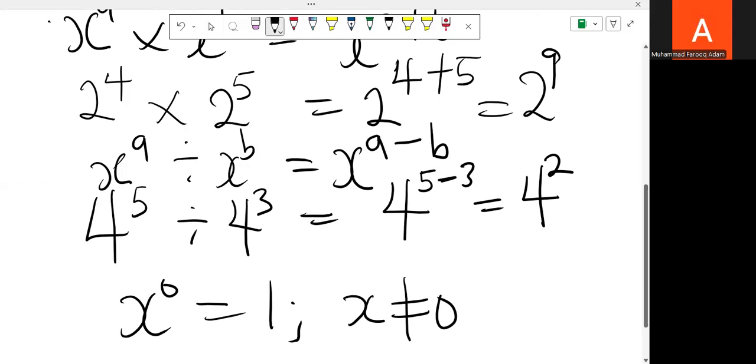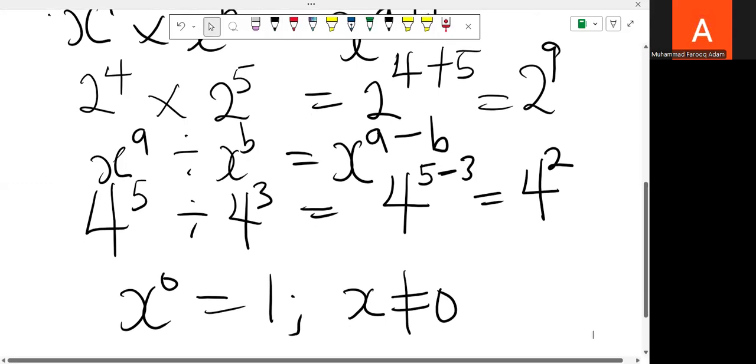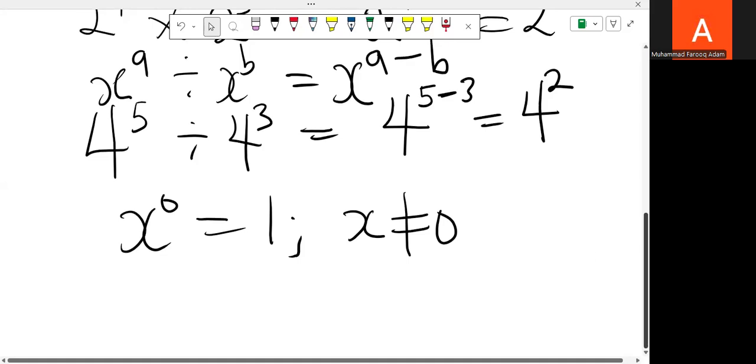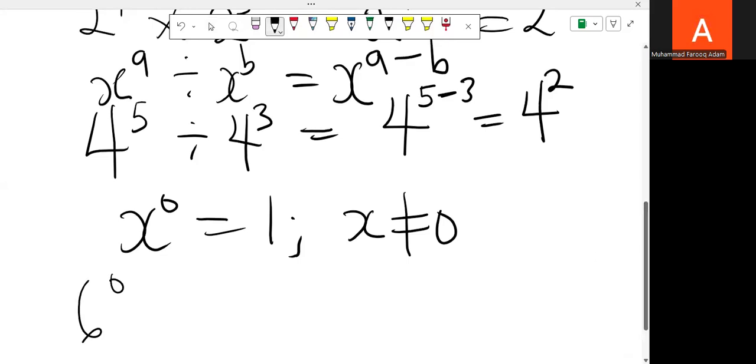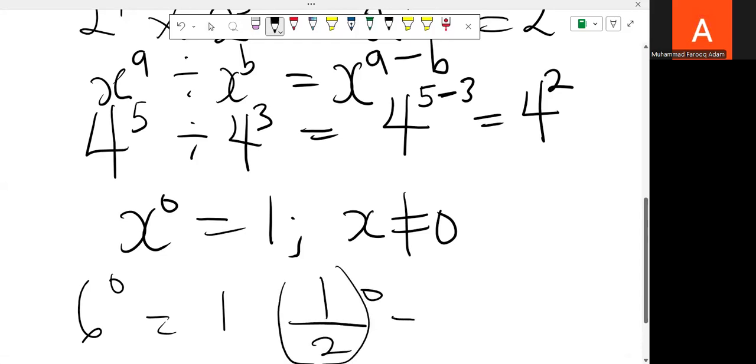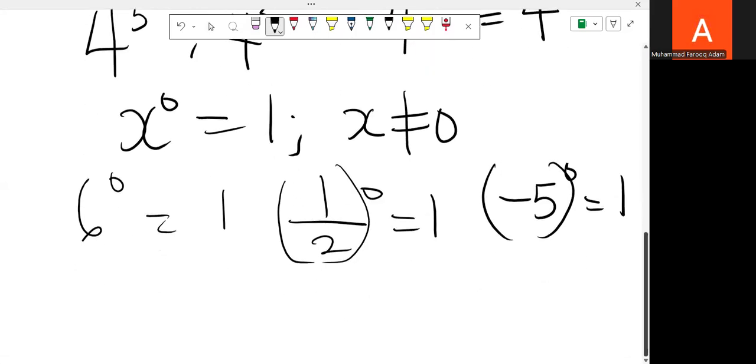So with this, 6 raised to the power of 0 gives you 1. Even the fraction half raised to the power of 0 will give you 1. Even a negative number, which is minus 5, for instance, raised to the power of 0 will give you 1. Remember that this is only valid when the base is not equal to 0.